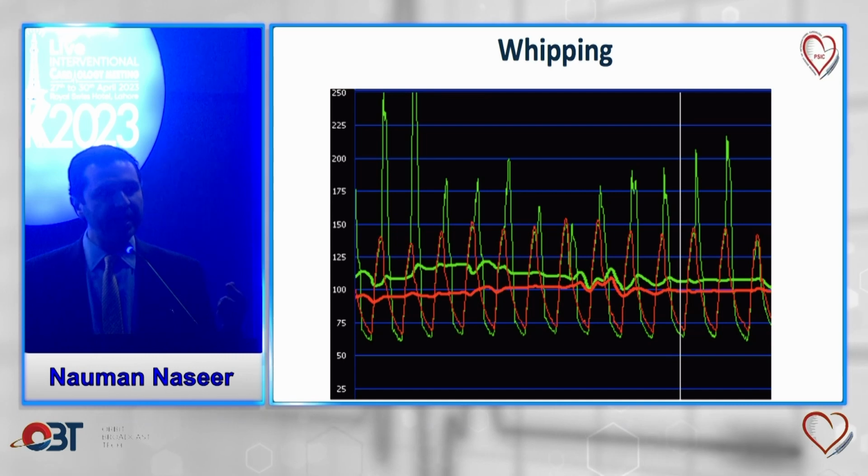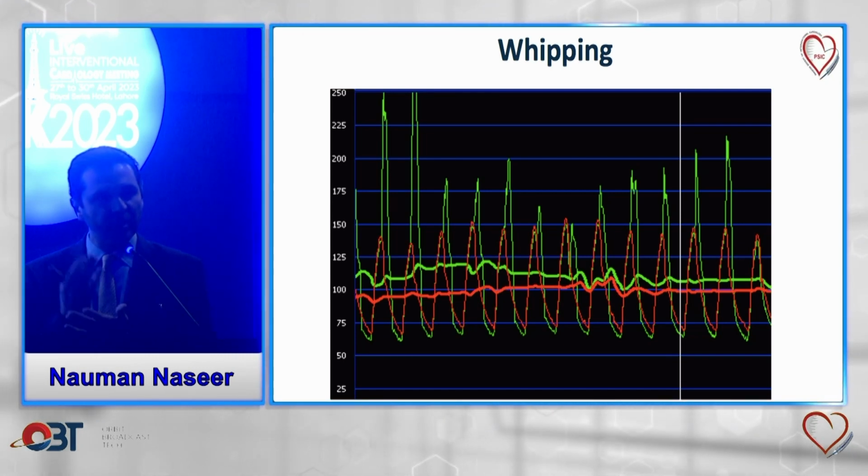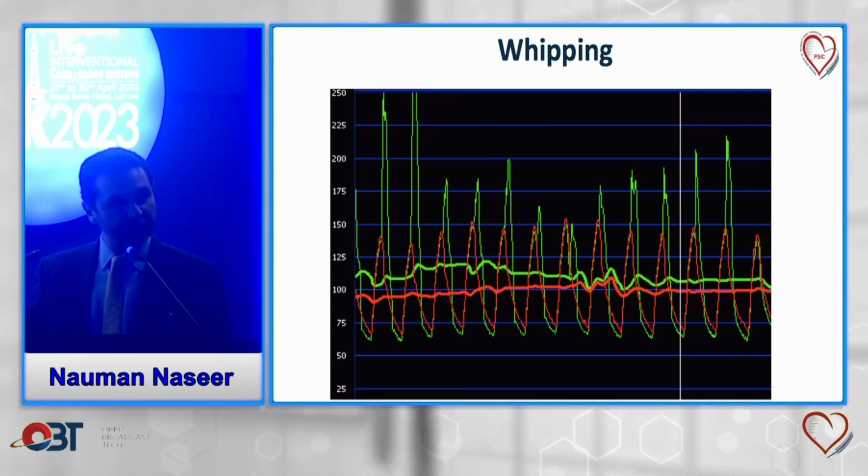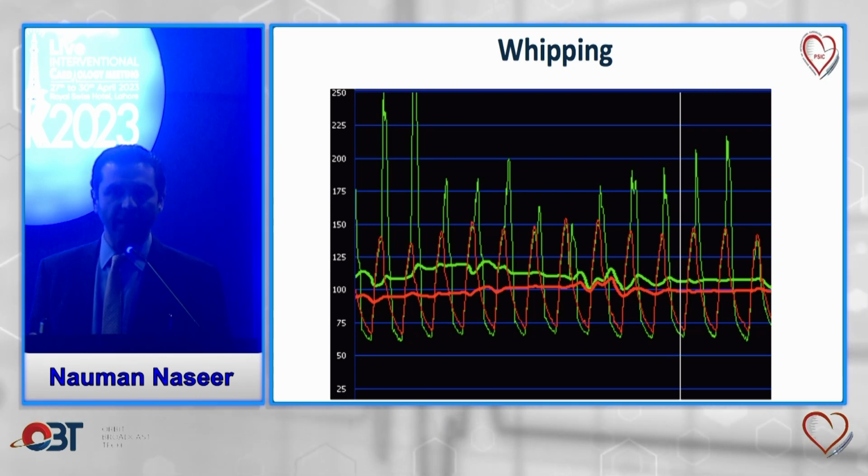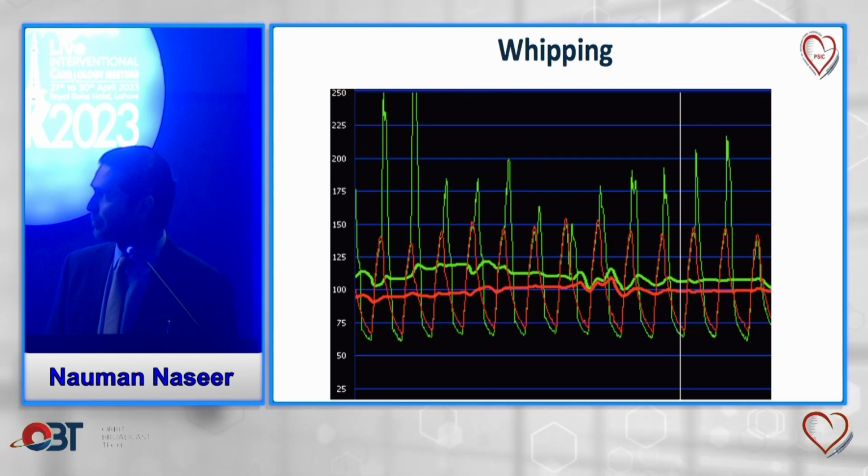Then what about whipping? If your wire tip is in a small branch and the transducer is hitting against the vessel wall, that's going to create the whipping artifact. So you need to reposition the wire and get rid of the whipping artifact before you do your measurement.